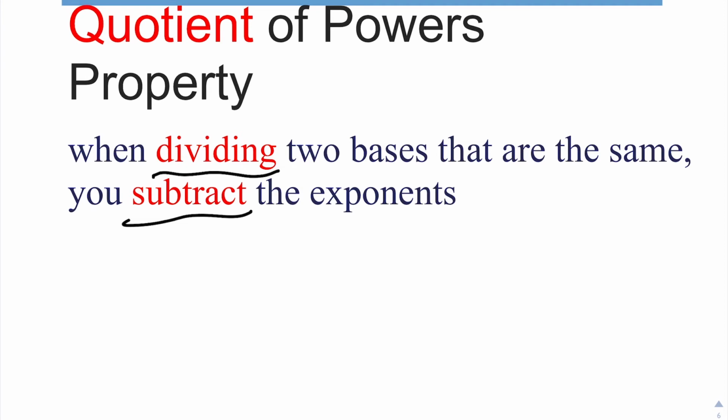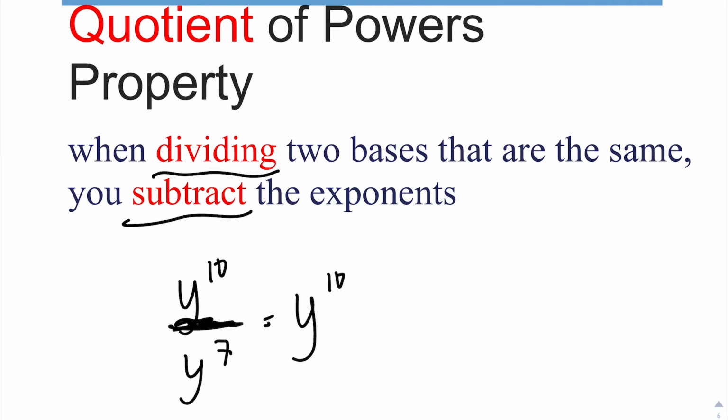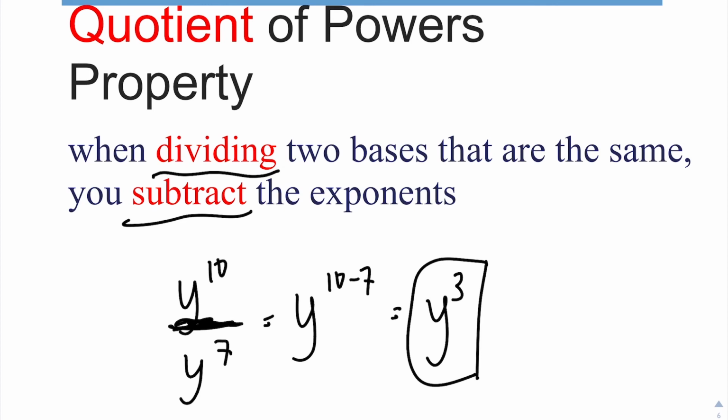So let's try just one more example with this property. Let's say we have some number y to the 10th power divided by y to the 7th power. Since we're dividing and the bases stay the same, y and y, all we do is subtract the exponents. 10 minus 7, we know that 10 minus 7 is 3. So these are the two properties of exponents, the product and quotient of powers property.